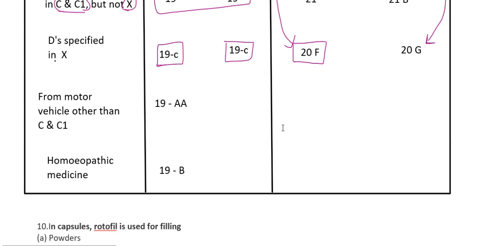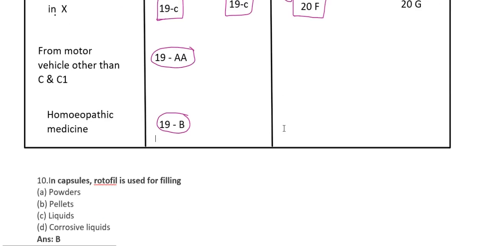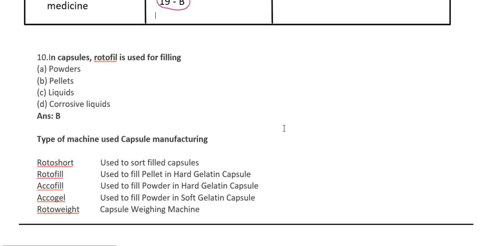So if you are doing the sale from a motor vehicle, other than drugs in C and C1, for that you have to apply using a form which is 19AA, and for homeopathic medicines, for the sale, you have to apply using the form 19B. Moving on to the next question.